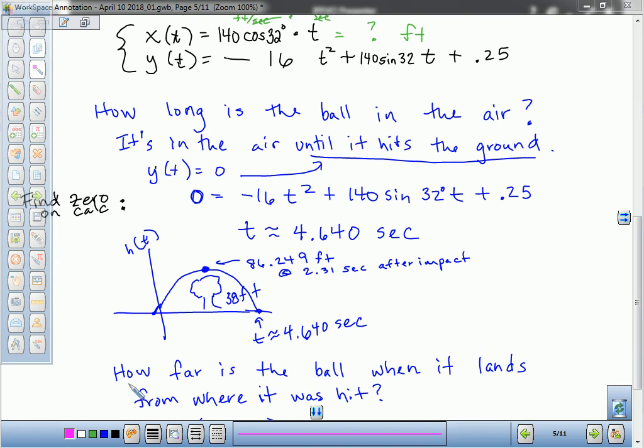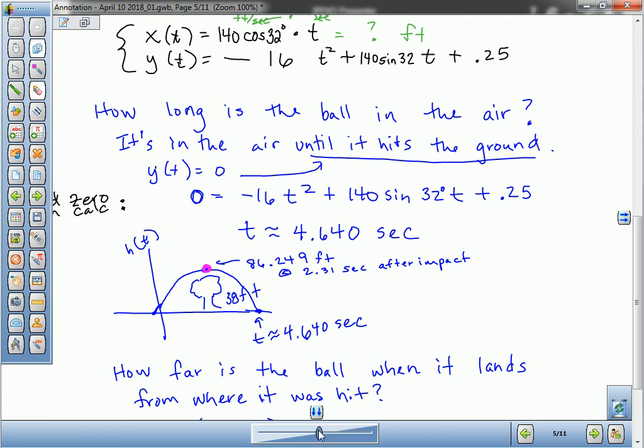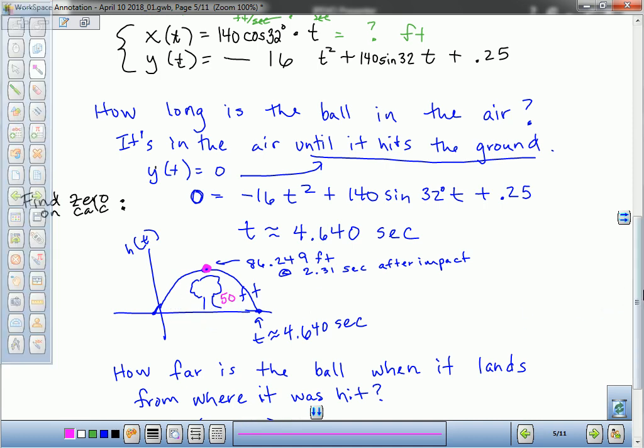Now, another question I could have asked was if the tree was in the middle. Could we have made it over? Yes, because the maximum height, which you can find on your calculator by doing a max, is 86.248. So if the tree was directly in the middle of the path, even if it was 50 feet, we clear it, no problem. But our tree was not in the middle. Our tree was a little closer, so we hit it.